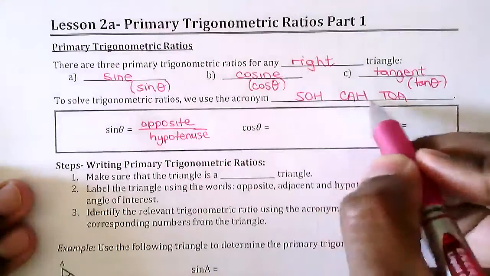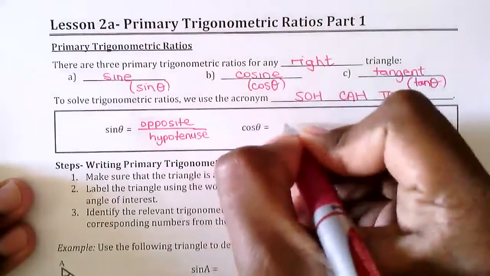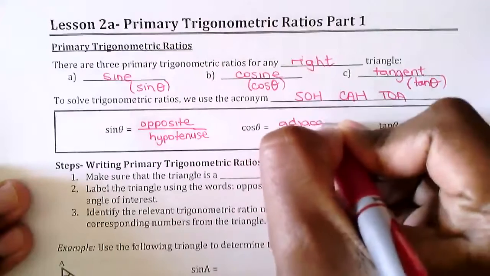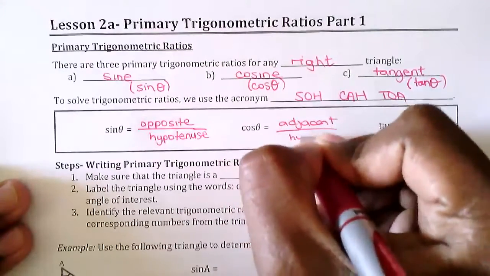Cos theta, so CAH, is adjacent divided by hypotenuse.